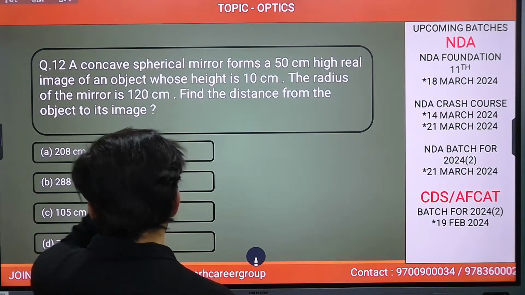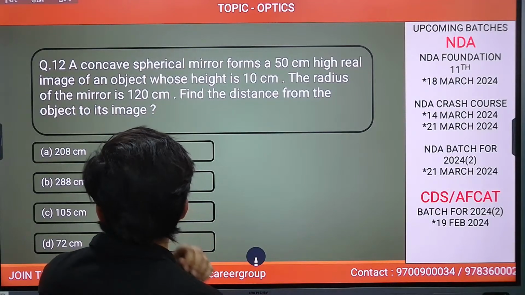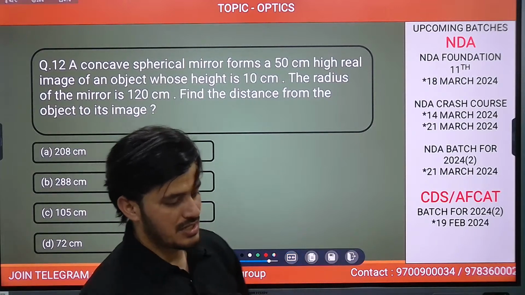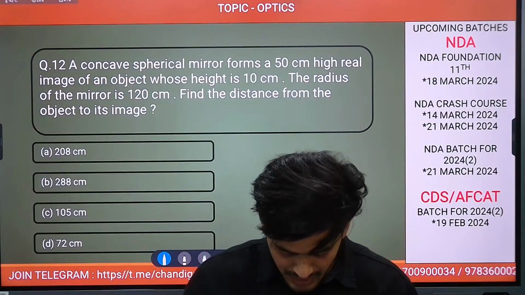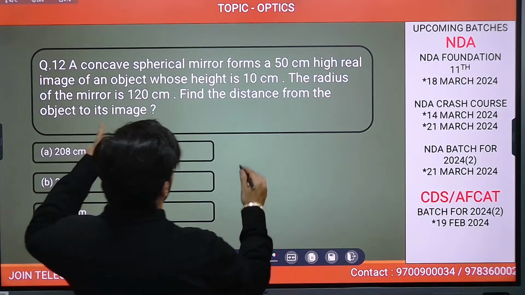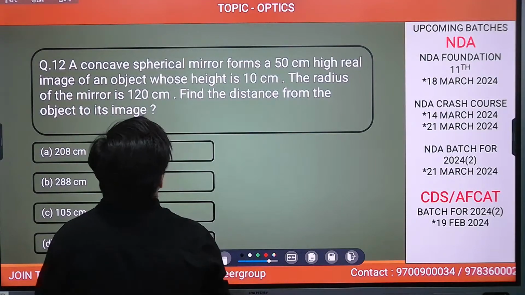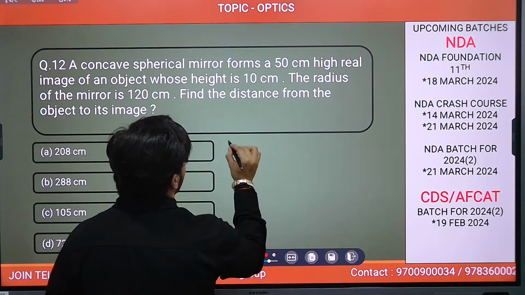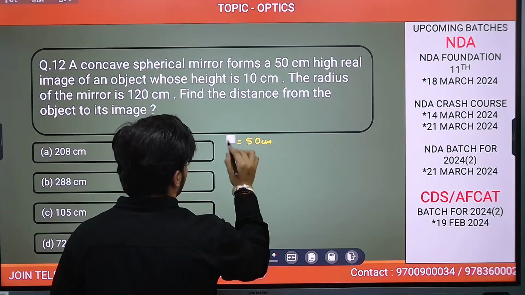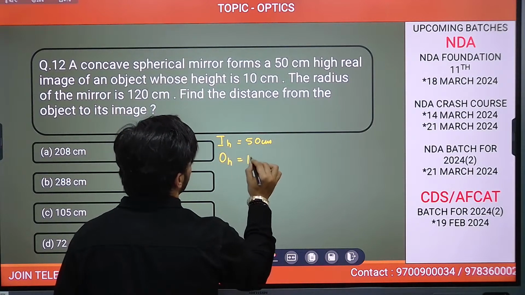A concave spherical mirror forms a 50 centimeter high real image of an object whose height is 10 centimeter. Radius of mirror is this. What we have to find out is the distance between object and image. So first of all, look, the object height is 10 centimeter and the concave spherical mirror forms a 50 centimeter high image. Image height is 50 centimeter, object height is 10 centimeter.